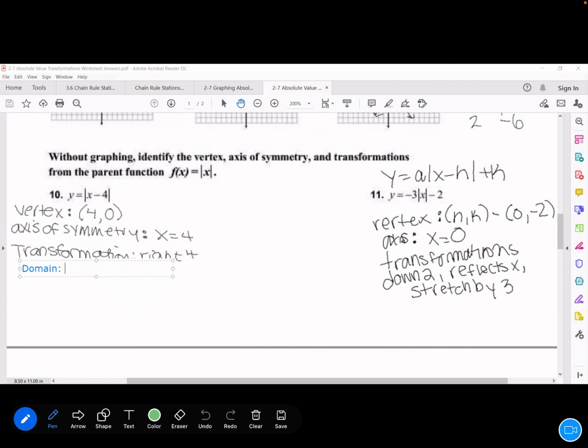The only other thing you really need to know for tomorrow is what is the domain. So recall that the domain of all absolute values is all reals. And then what is my range? The range is always going to be y. It's either greater than or equal to with respect to reflected or not reflected. So this graph opens up. Therefore, it's y greater than or equal to the k value, which in this case is 4.